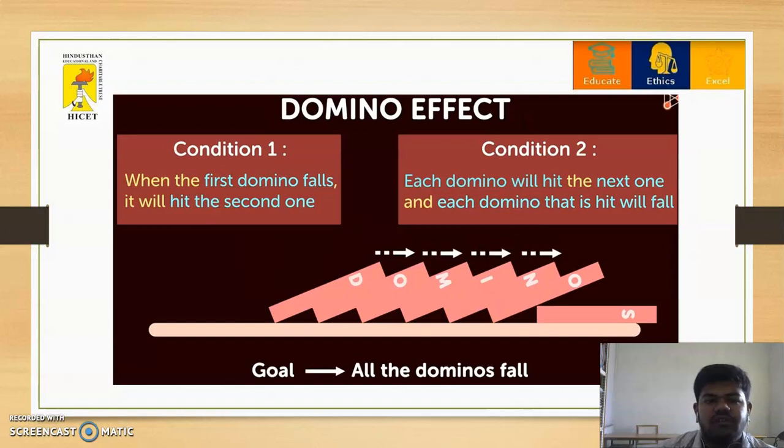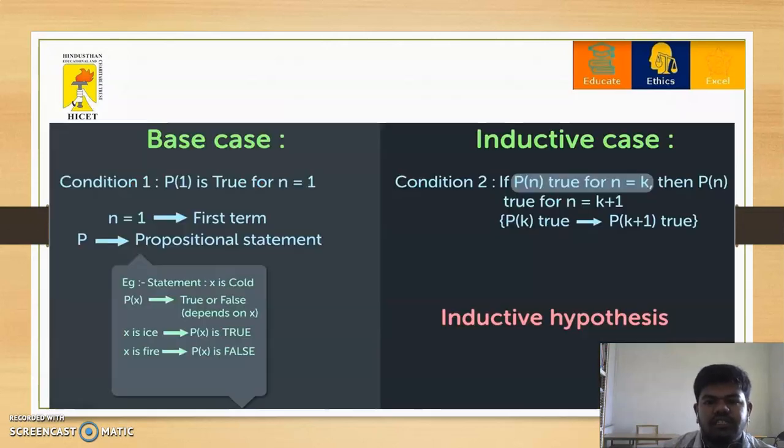The best way to achieve our goal is condition 1: when the first domino falls, it will hit the second one. And condition 2 is to make sure that each domino will hit the next one, and each domino that is hit will fall. If the two conditions are satisfied, then our goal is achieved. That means all the dominoes will fall. Similarly, in mathematics, to prove the formula is true, it has to fulfill two conditions. The first condition is a base case and the second one is an inductive case.